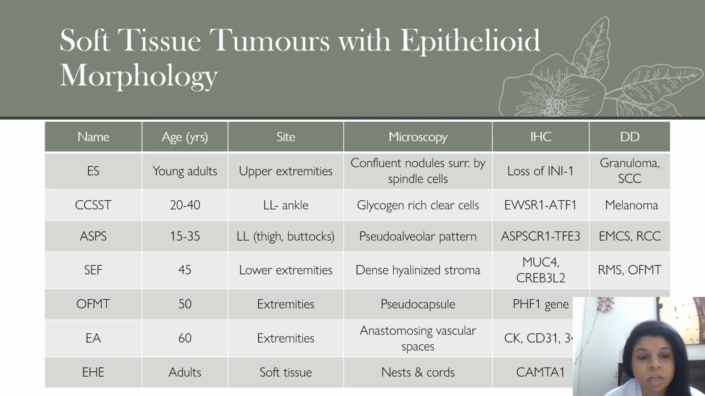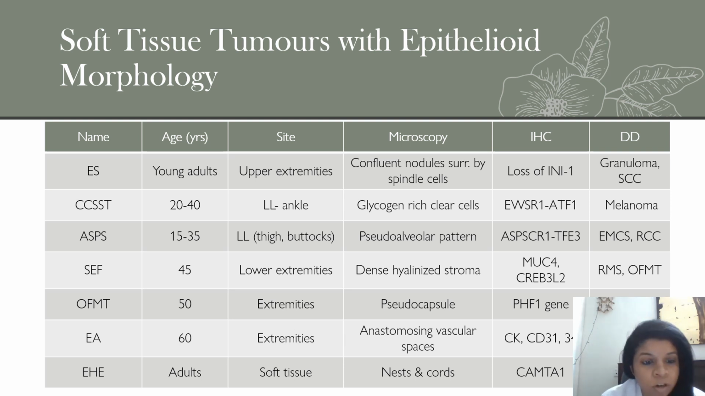Next is clear cell sarcoma of the soft tissue, usually seen in 20 to 40 years of age, especially in the lower limbs, that is the ankle region, and they show glycogen rich clear cells in microscopy, and their most common DD is malignant melanoma because they show HMB45, Melan-A, SOX10, S100, etc. But they are differentiated by the fusion transcript, that is EWSR1 ATF1.